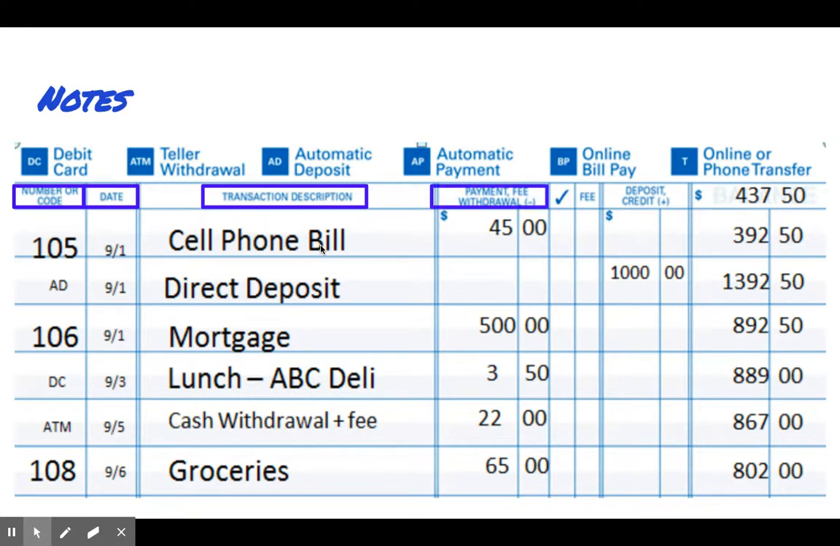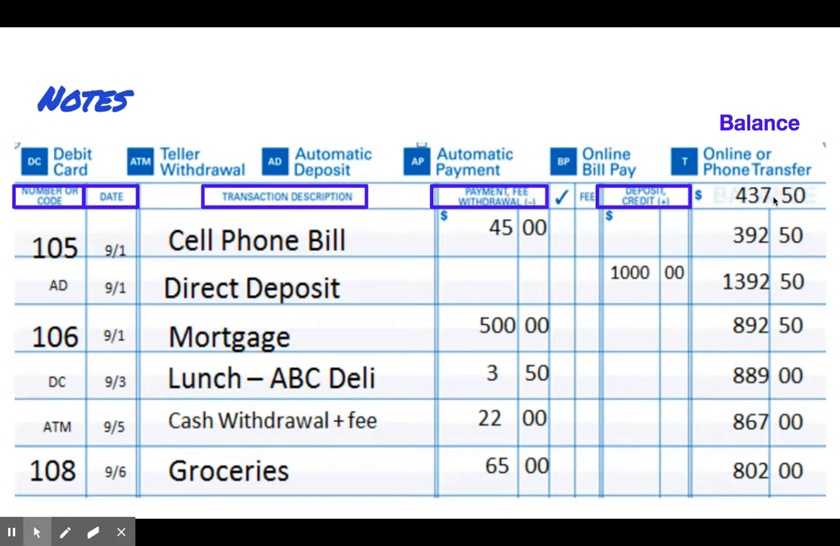I write in my payment. I write my dollars right here and my change right here. In this case, there was no change. It was exactly $45. Put 00 for the change. I need to know, was it a payment, so it was a withdrawal. And if it was a credit, this was not a credit, so we don't have to write anything in this box.